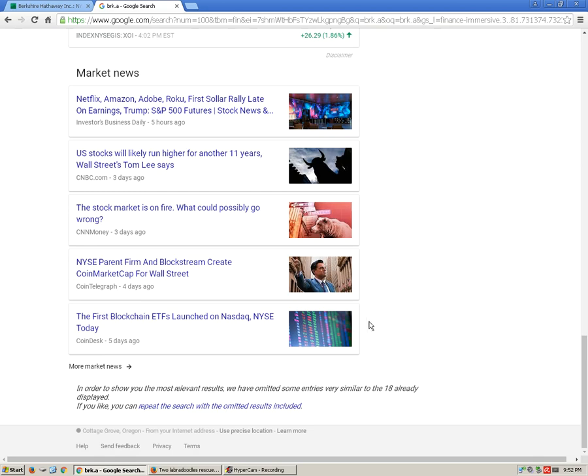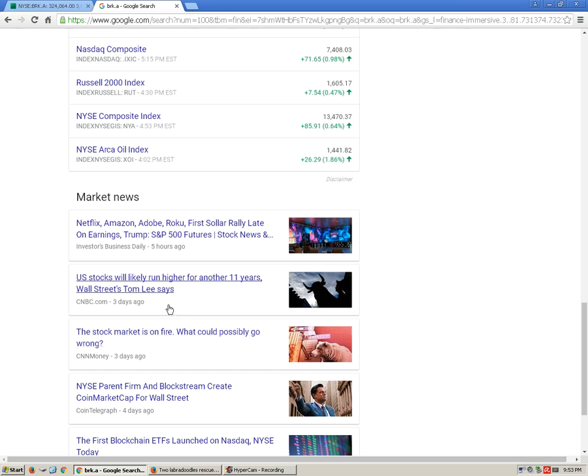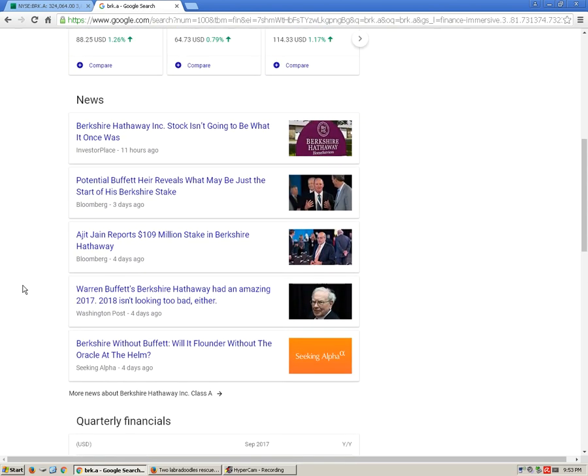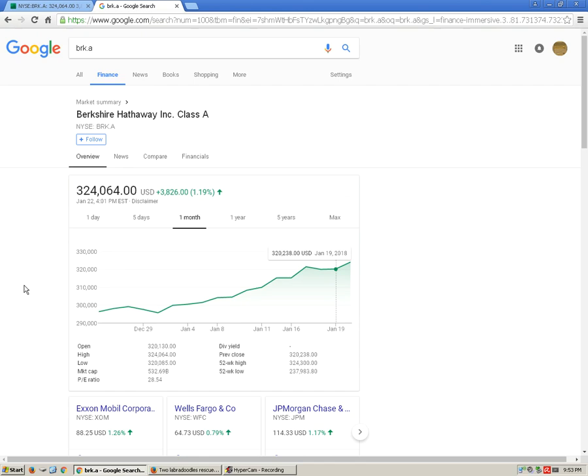Yeah, that's the page. In order to show you the most relevant results, we have omitted some entries very similar to the 18 already displayed. U.S. stocks will likely run higher for another 11 years. Right. Not gonna go there. So that's the whole page.